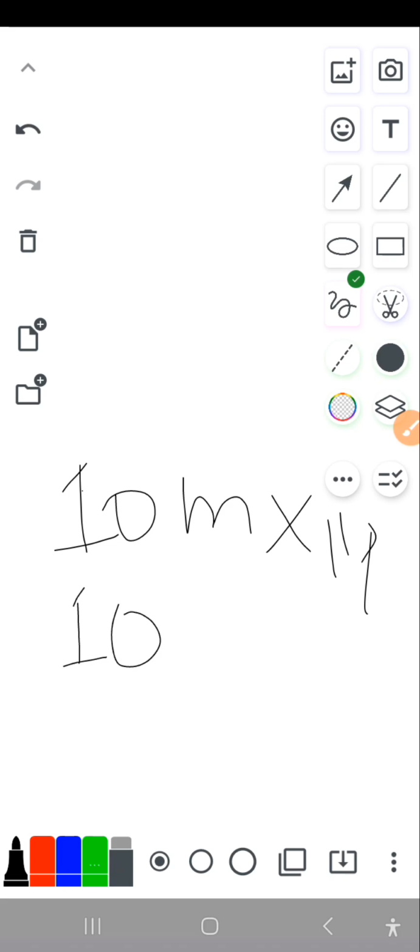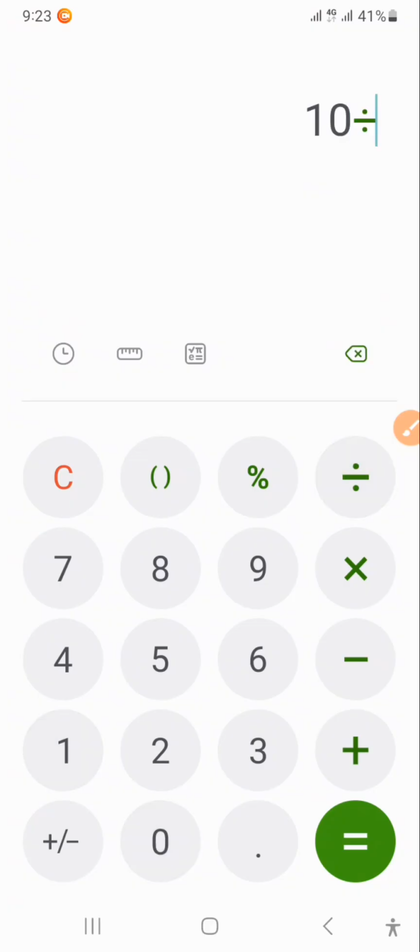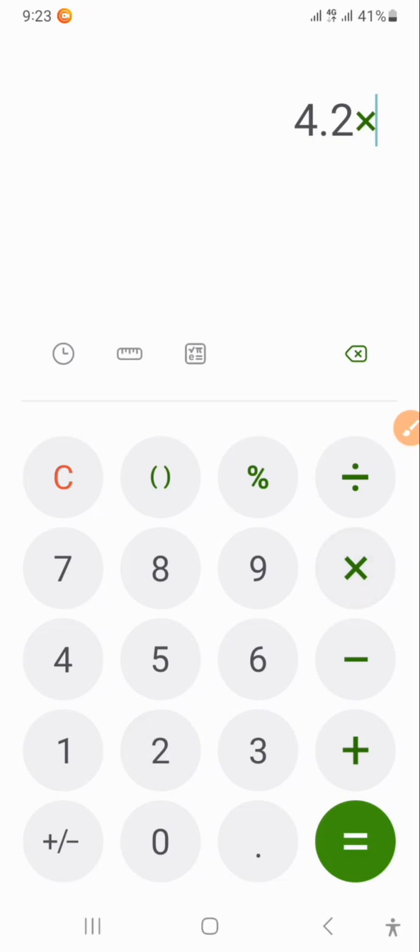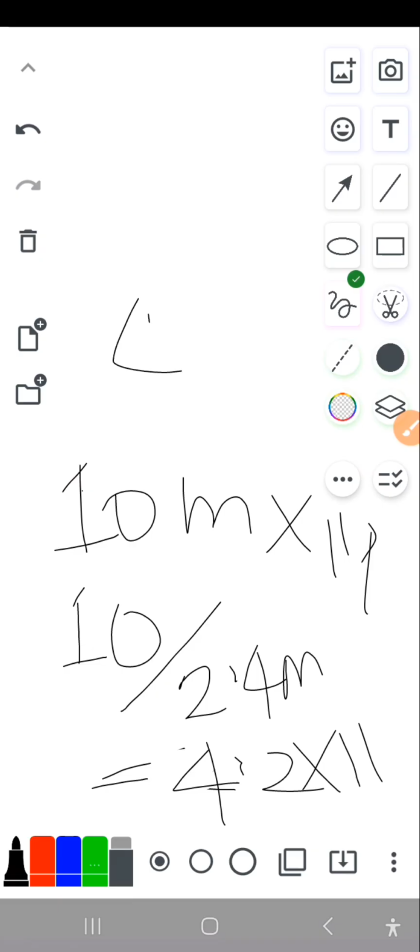Now, with the 10 meters, what's the length of a wood Purlin? The Purlin could be 50 mm by 75 mm depending on your choice. If the effective length of the Purlin is 2.4 meters, then 10 divided by 2.4 is 4.2. We need 4.2 lengths. We can leave it that way and multiply by 11, so 4.2 times 11 gives us 46.2 lengths.